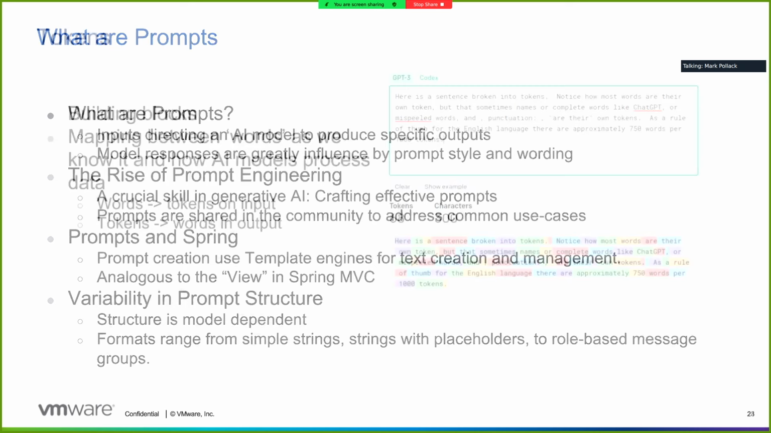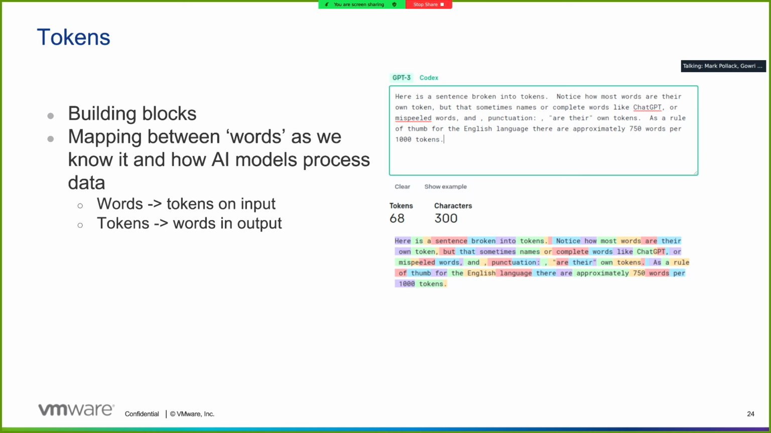We'll do, I think, two more slides and then we get onto it. So tokens are important for a couple of reasons. But first, what are they? It's the mapping between words and the internal model. So words go into tokens on input, and they come out as tokens back to text. There are several visualizers on the internet. This is one, and you can see the highlighting indicates what's considered a token. Most often it's a word, but many times, like if it's an abbreviation, you see ChatGPT there is three tokens, right? The chat is one, the G is another, and the P and the T is a third.